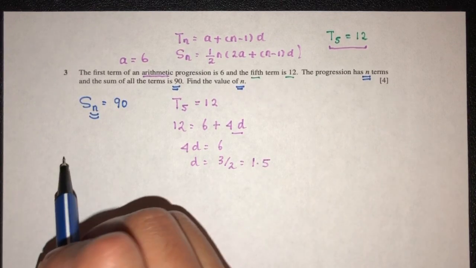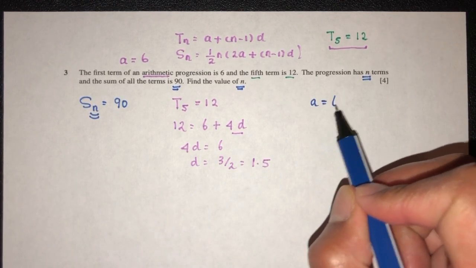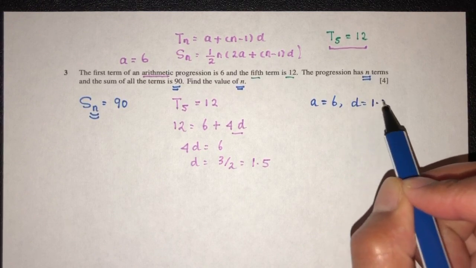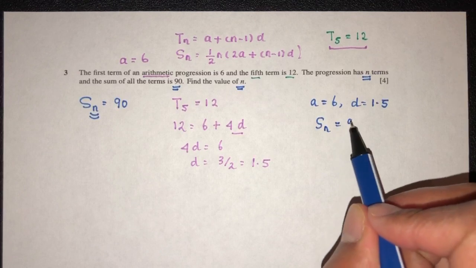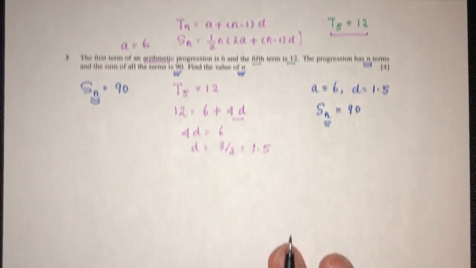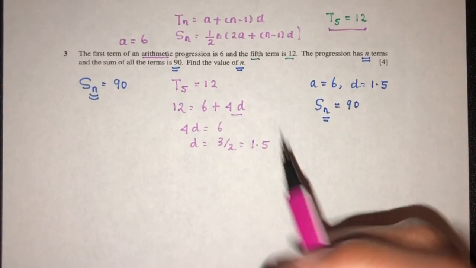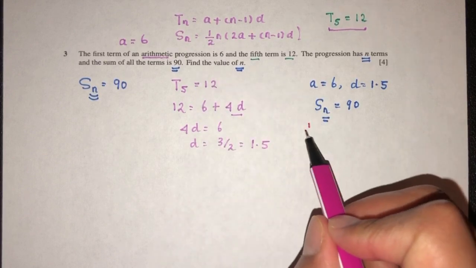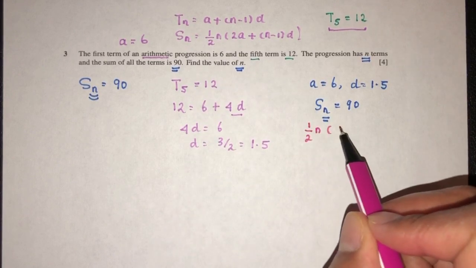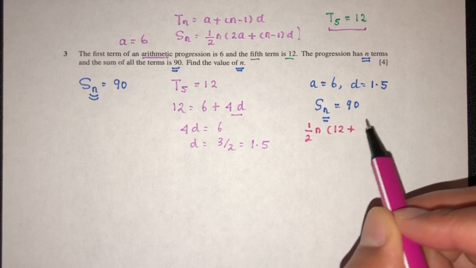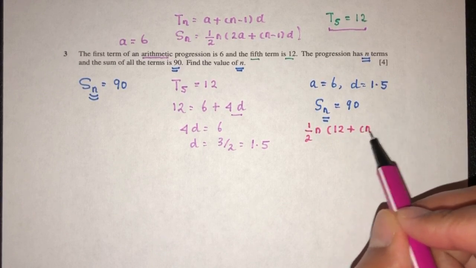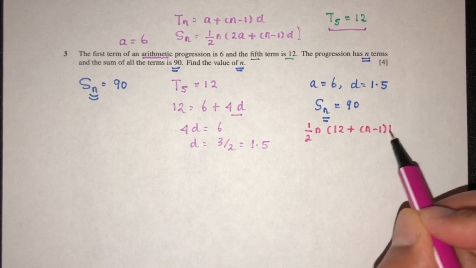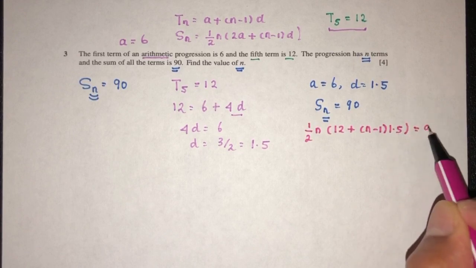So now, since we know the value of A is 6, D is 1.5, we know the sum of the first n terms will be 90. We want to find the value of n. So let's form another equation, right? Replace here, half times n, we don't know. 2 times A will be 12, plus n minus 1, we don't know, and D will be 1.5. That is going to be the value of 90.